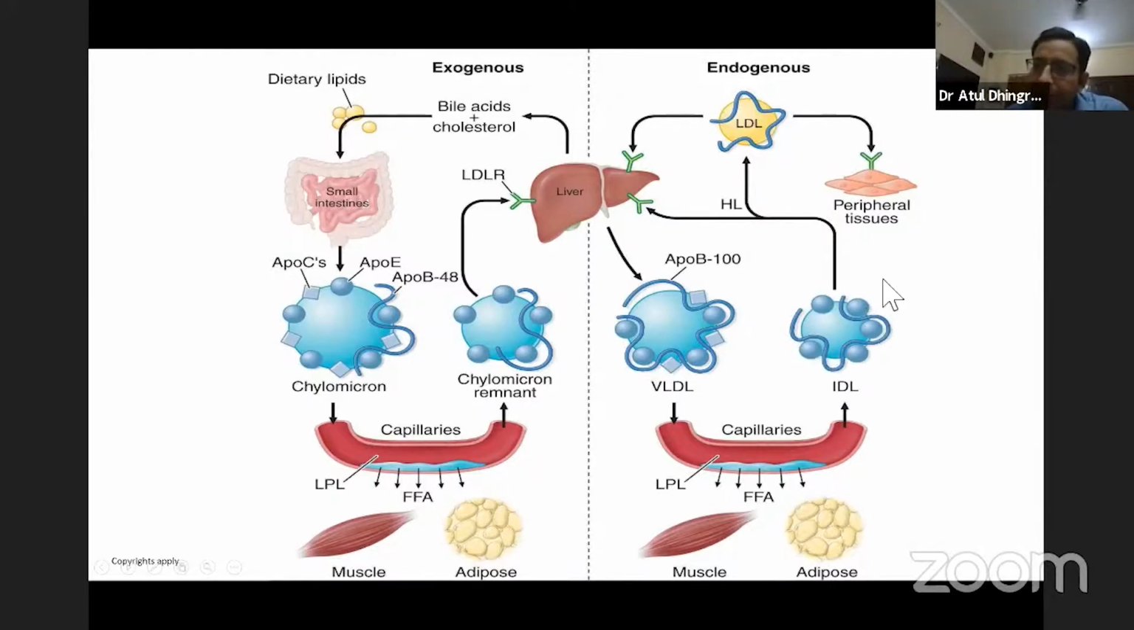This intermediate density lipoprotein is acted upon by the hepatic lipase. Either they are taken up by the liver directly, or this leads to the formation of LDL particles, which are again taken up by the liver. So this is what the exogenous and endogenous pathways look like.